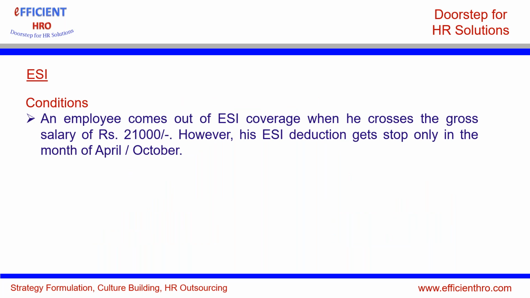Now there is one important condition mentioned in ESI. As we said, an employee will be covered under ESI till his gross salary is 21,000. If his gross salary increases beyond 21,000, he will come out of the ESI coverage limit, but only in the months of April and October.